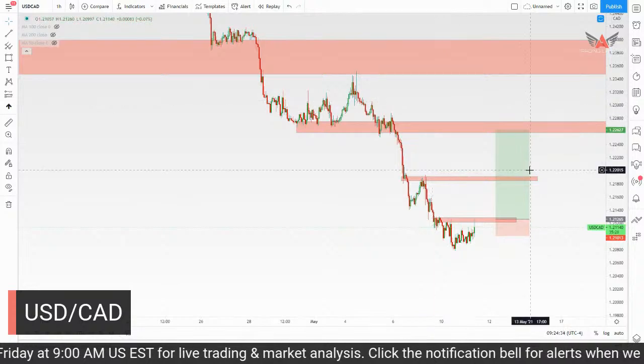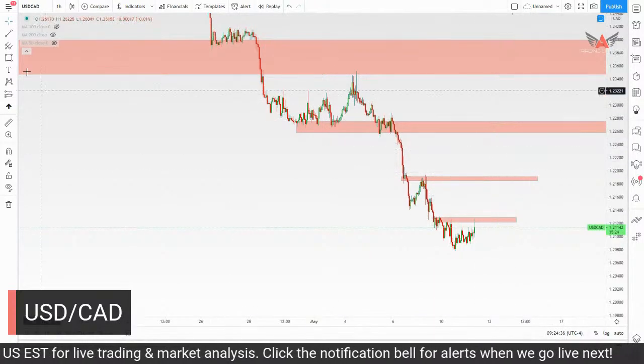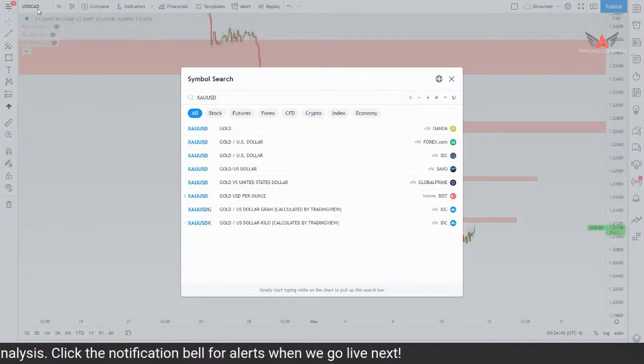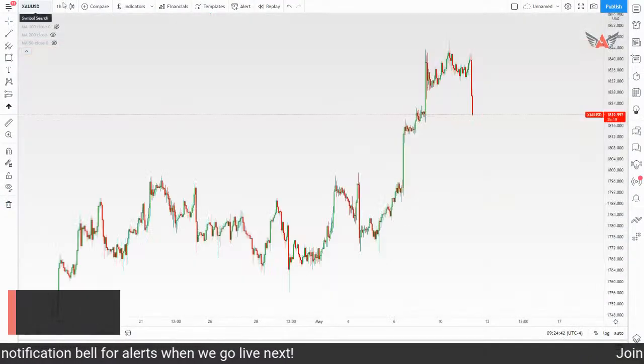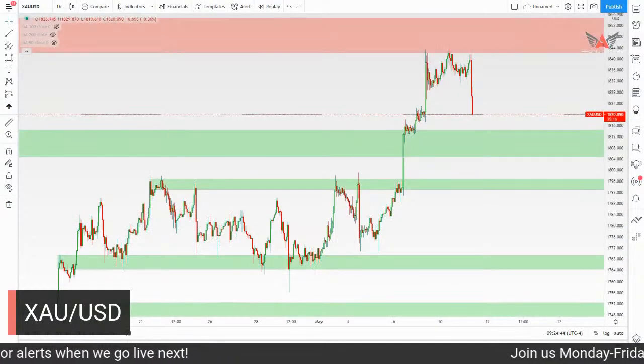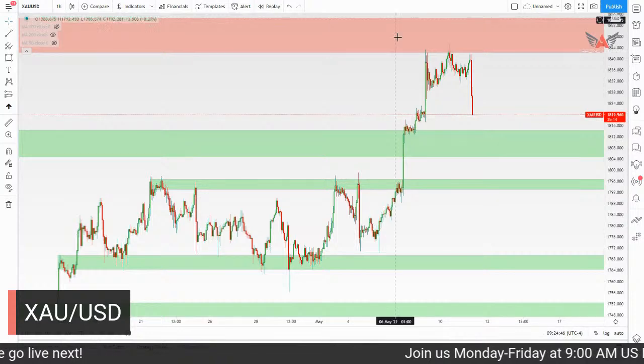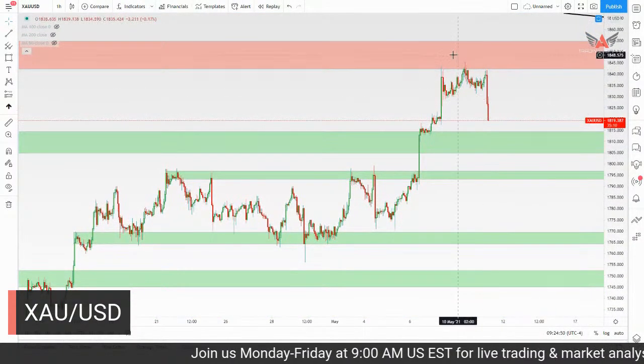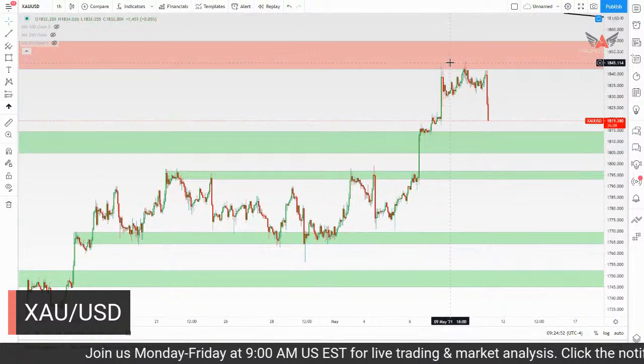So let's move on. We'll find something else to look at here. We'll switch over to our favorite, of course, gold, XAU USD. Bam, we just switched over to gold, and look at this move this morning, you guys. Gold selling off right around 1845.